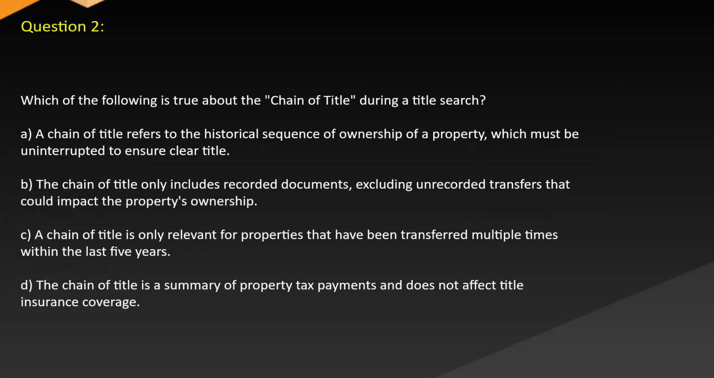Question 2. Which of the following is true about the chain of title during a title search? A. A chain of title refers to the historical sequence of ownership of a property, which must be uninterrupted to ensure clear title. B. The chain of title only includes recorded documents, excluding unrecorded transfers that could impact the property's ownership.